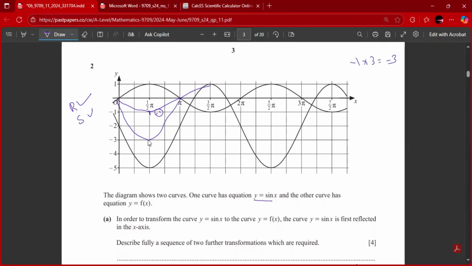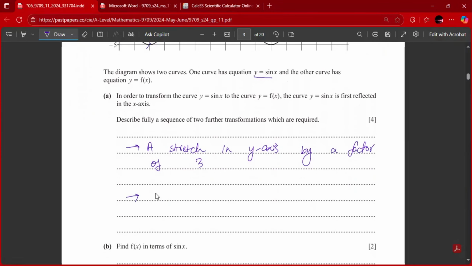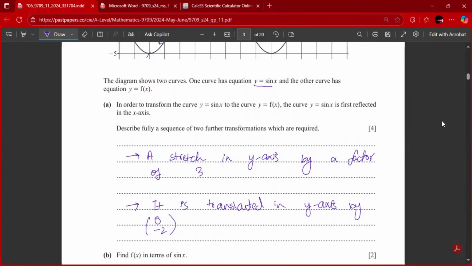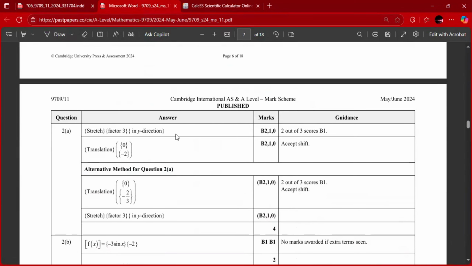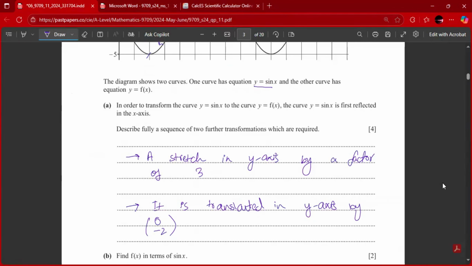It should have been here, but it is on -5, meaning that it has been translated in the y-axis because it is moving down, not left and right. So it is translated in y-axis by (0, -2). This is the way we write the vector for translation. So let's go and check the answer. It is stretch factor 3 in y-axis and translation. Okay, great. We get 4 marks.